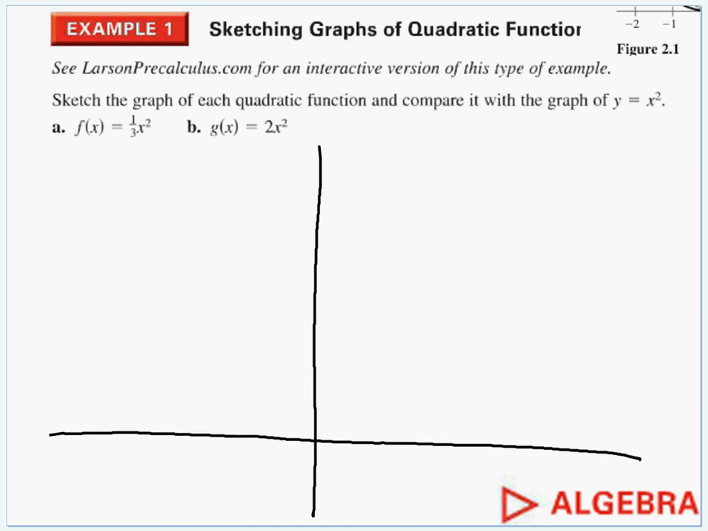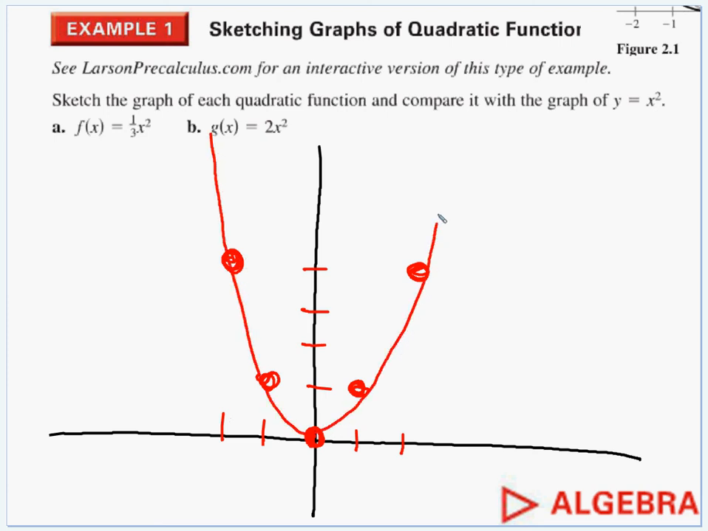Now the graph is going to be pretty crude, but we are going to go through the origin, and we're going to go through 1, 1, and negative 1, 1. And if we go out to 2, we'll have to go up to 4. So we'll be here. Negative 2 will also be up to 4. And this is good enough to get us started. This is our base graph that we'll compare to. This is just x squared.